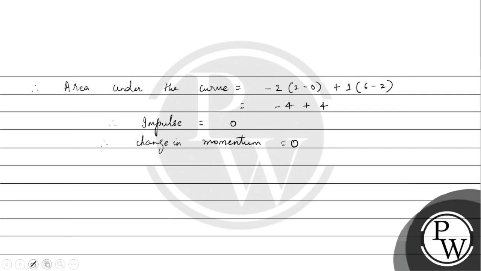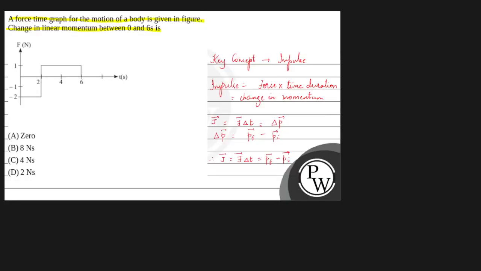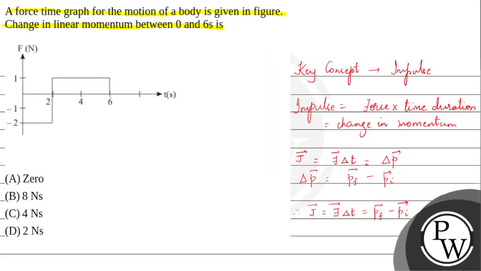तो हम क्वेश्चन पे जाके करेक्ट ऑप्शन मार्क करेंगे. So change in linear momentum between 0 and 6 seconds. The correct answer to this question is option A, which is 0.